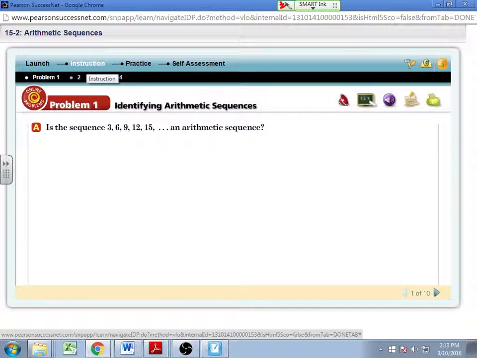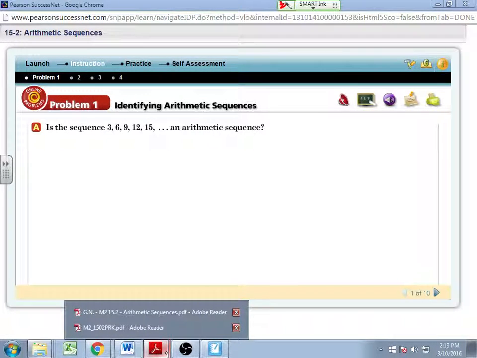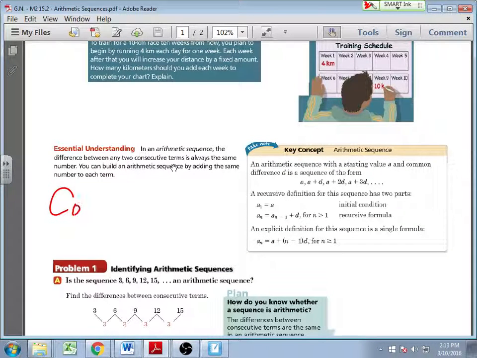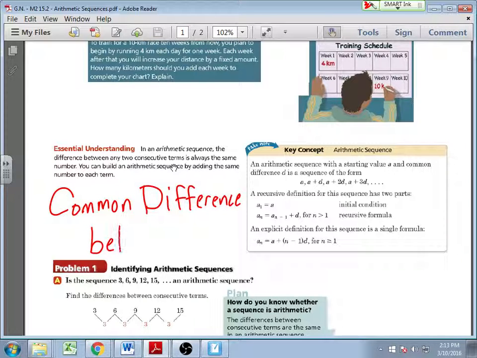So in this problem, when we're looking at arithmetic sequences, what you really want to have on those Part A notes is the sequence 3, 6, 9, 12, 15, and so on. An arithmetic sequence shows me a common difference between terms. If you just want to write common difference, that's okay, but what we're really talking about is a common difference between each term. From one term to the next, that difference is going to stay the same.